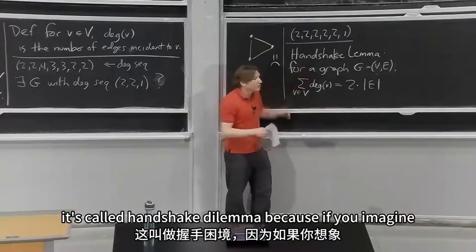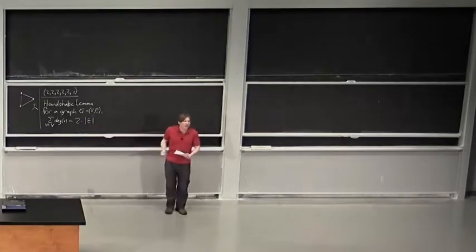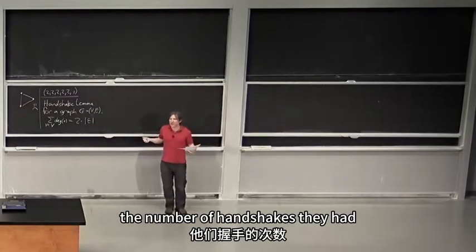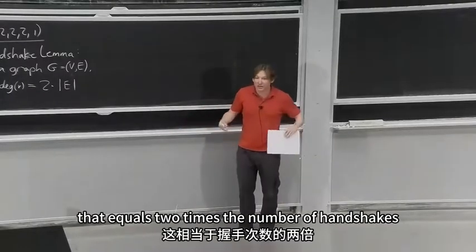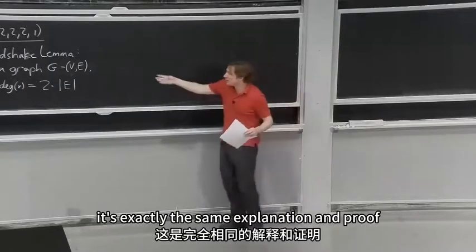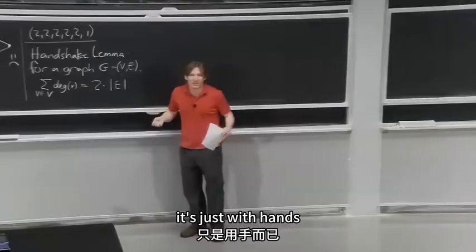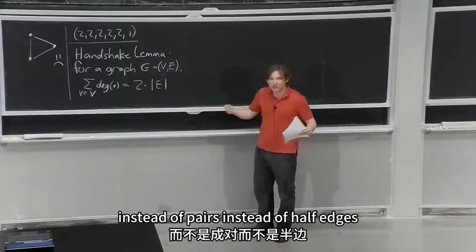It's called handshake lemma because if you imagine a room full of people and some pairs of them shake hands, then if each person counts the number of handshakes they had, and you add that all up, that equals 2 times the number of handshakes because each handshake had 2 hands involved. It's exactly the same explanation and proof, it's just with hands instead of pairs, instead of half edges.